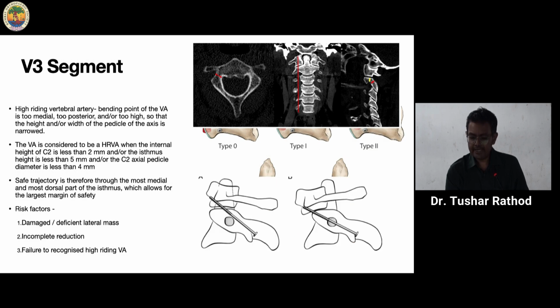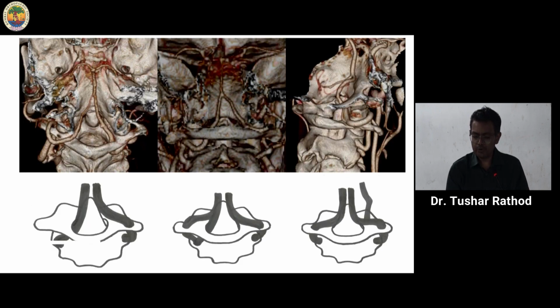Or if you do an incomplete reduction, because we've been trained in a transarticular screw, always aim towards the C1 arch, and we want to aim it. But if you have incomplete reduction, the arch is going to come down, and if you go, you will go through the foramen and you will injure the vertebral artery. So these are the important things, that you should have a good reduction beforehand.